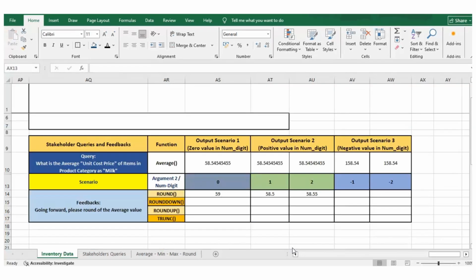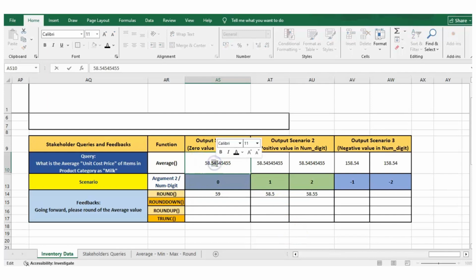Let us now understand the working of the round function. In this example, the argument 1 has the average value which we calculated in the earlier session, and argument 2 is assigned a value of 0. Round function compares the decimal part of the argument 1, which is in our case 54. If the decimal part is greater than or equal to 0.5, in that scenario, the non-decimal part, which is 58 here, is increased by 1, and that is the output which we get.